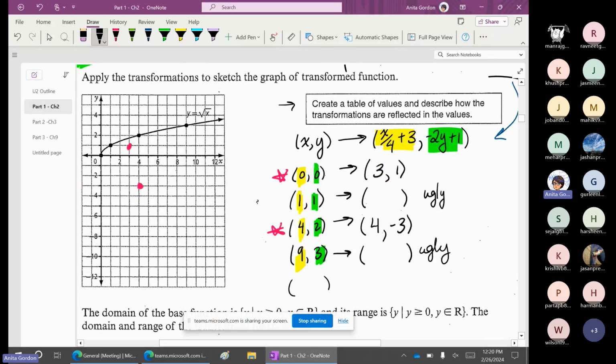Let's find another point. What's easily divisible by 4 and I can square root it? 16. So 16 square rooted gives me 4. And when I map it, 16 over 4 is 4. 4 plus 3 is 7. 4 times -2 is -8, plus 1 is -7. So here's my third point. 7, -7. Oops. There we go, somewhere here. So with the third point, now I can see the curve. Here is my transformed graph.